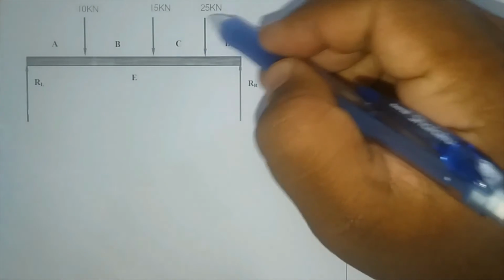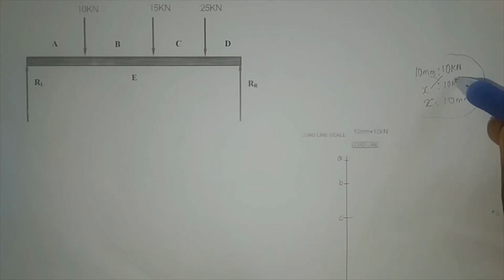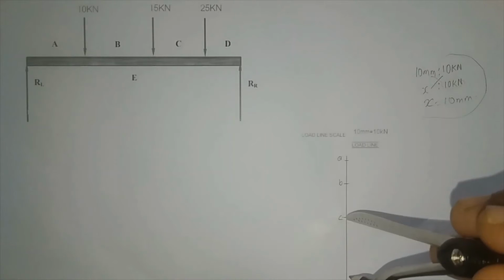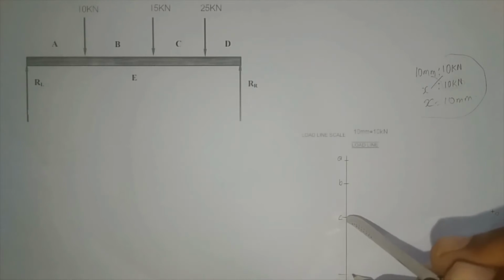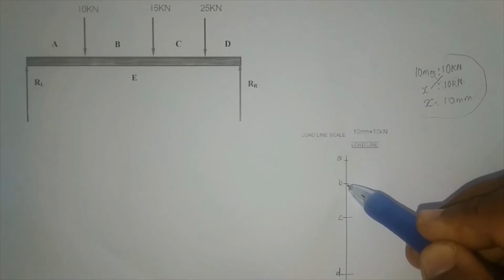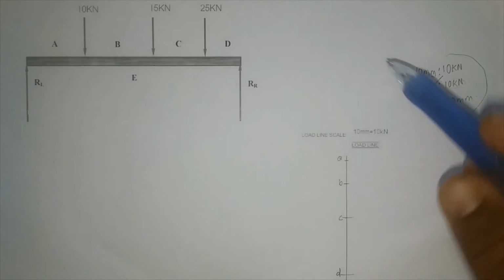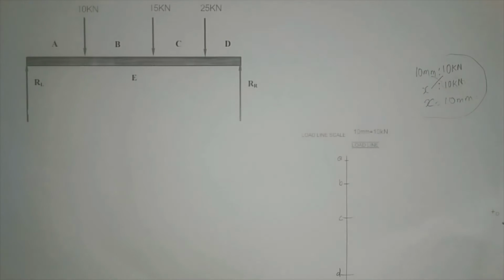Then from C to D is 25 kilonewton. I'll use the same scale, same method. In place of 10 here, I'll put 25 and get the value of x. The distance comes to 25 mm. So A to B is 10 mm, B to C is 15 mm, and C to D is 25 mm. Join all these points to a common point O.